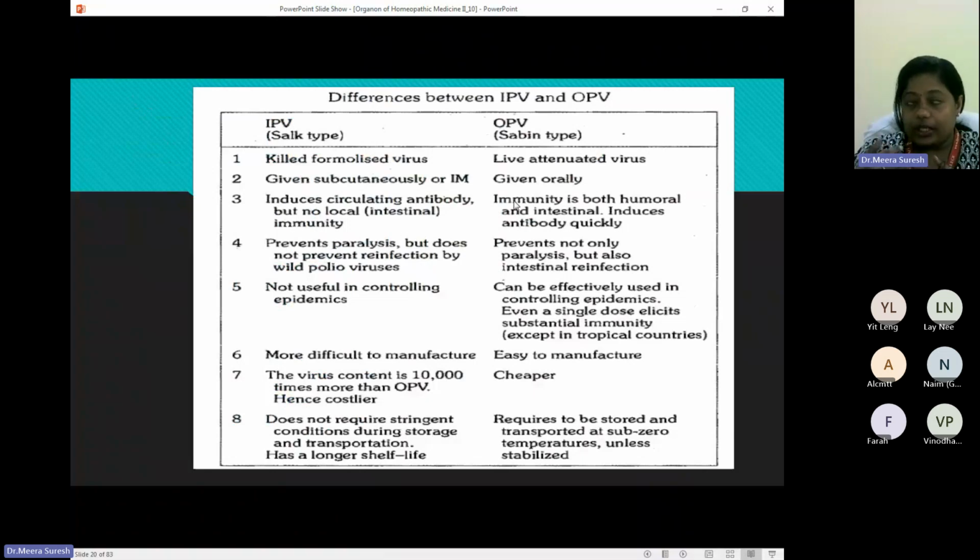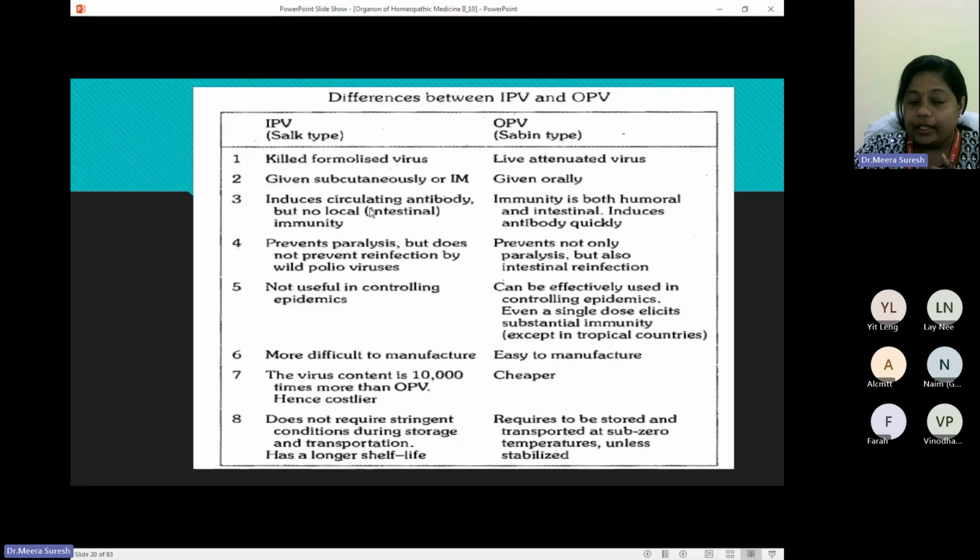The strategy is usually that children under 5 years of age, on one particular day of a year, are given this oral dosage of polio vaccine. And that is very effective actually, this orally given polio vaccine. And why that is happening is when this oral polio vaccine is given, it produces antibody, both humoral and intestinal, and it induces that antibody production very quickly.